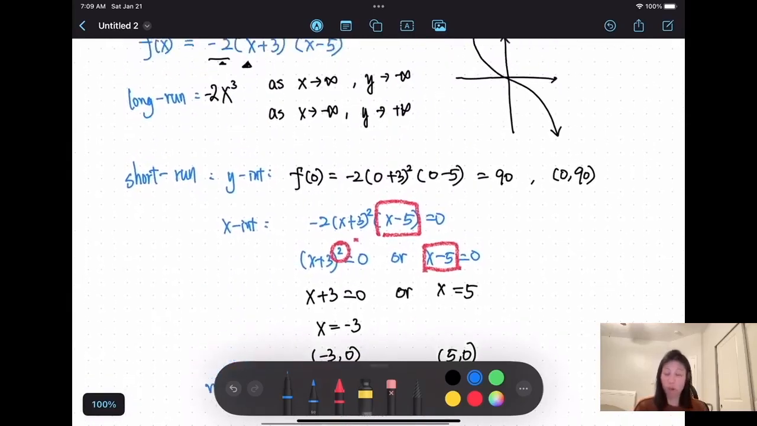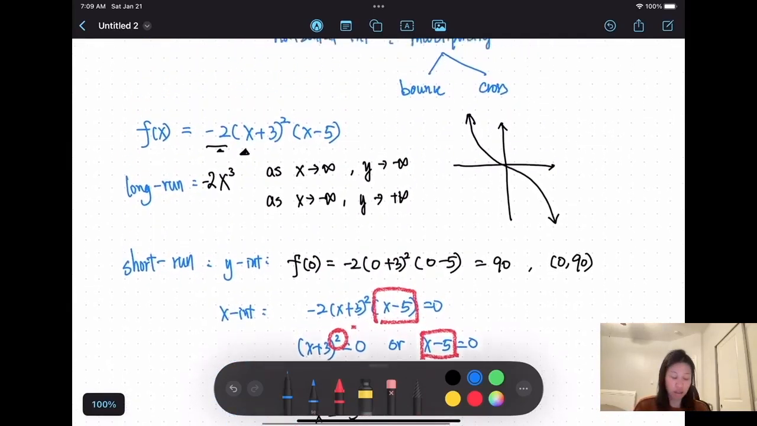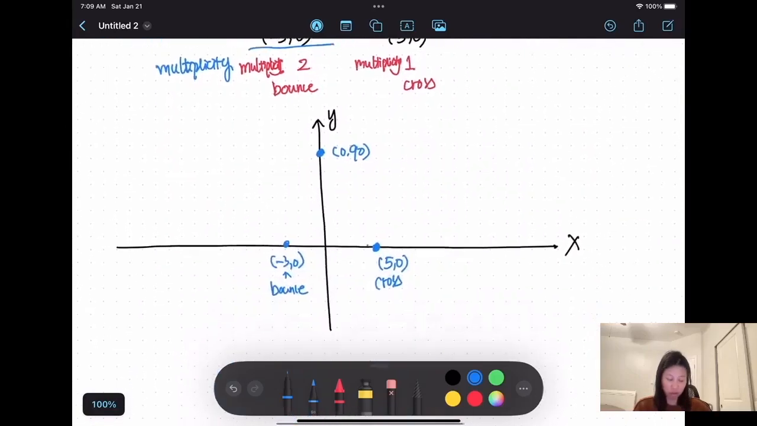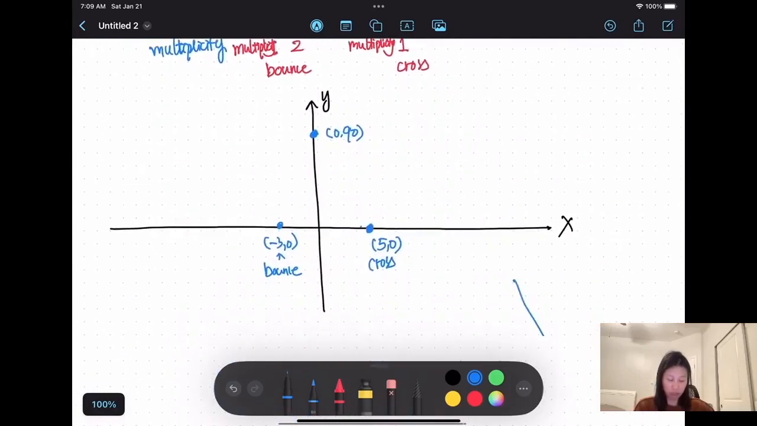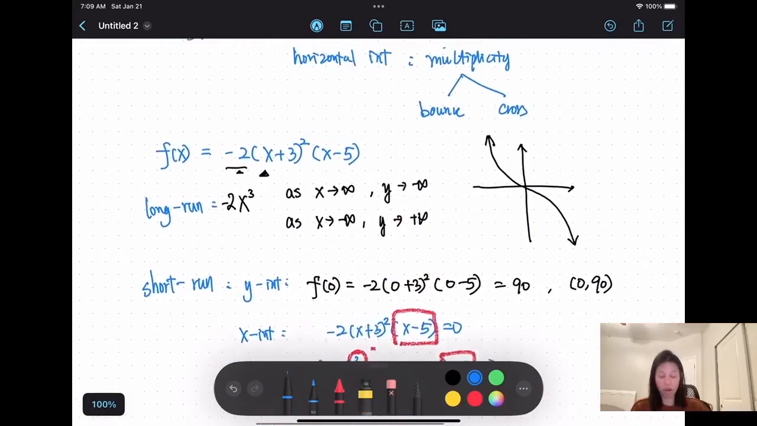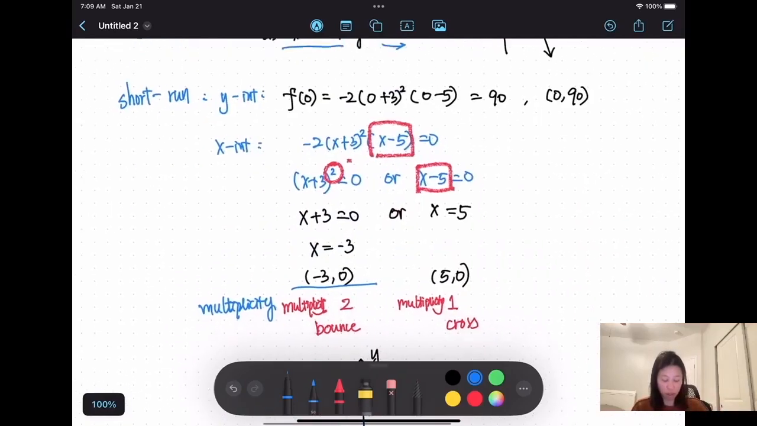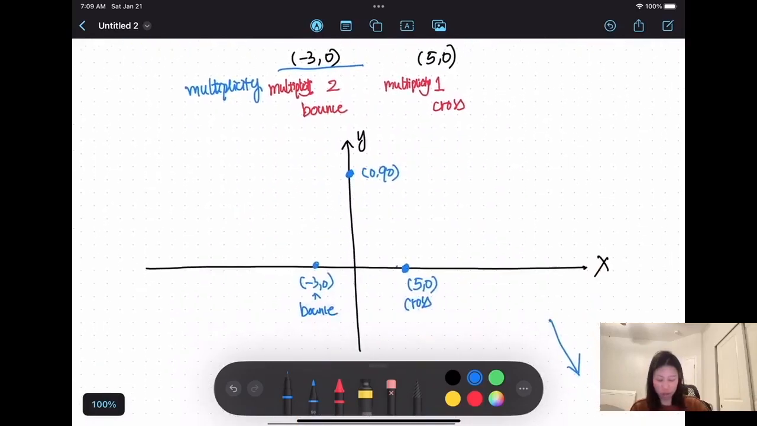And now we want to know where the graph starts. When x goes to infinity, y goes to negative infinity. That means the graph is going to end up in here, but where does it start? I'm sorry, I should do the start first. When x goes to negative infinity, which is to the left, y goes up. So that means the graph starts here.